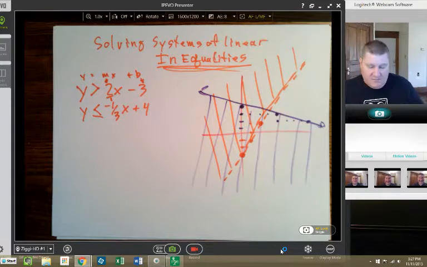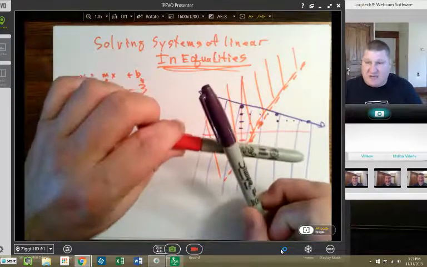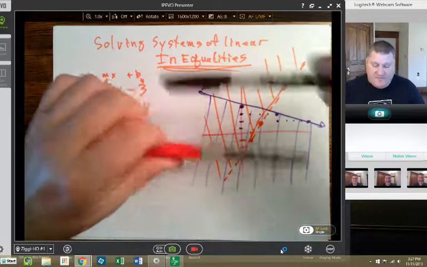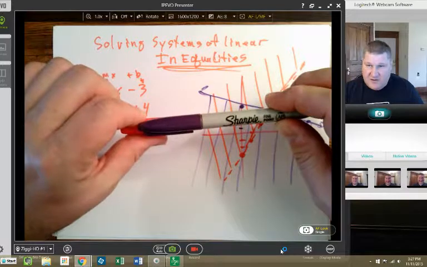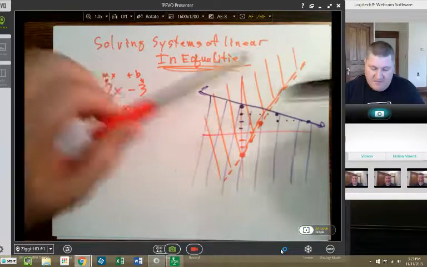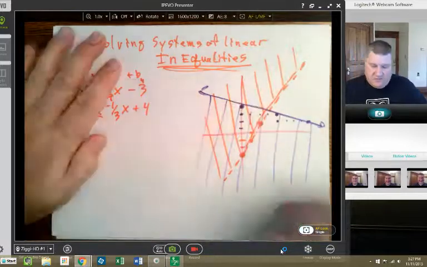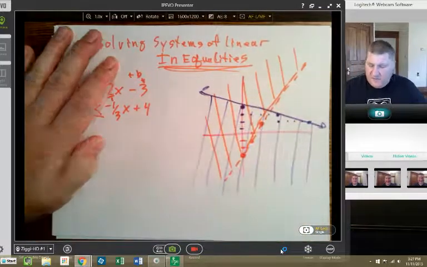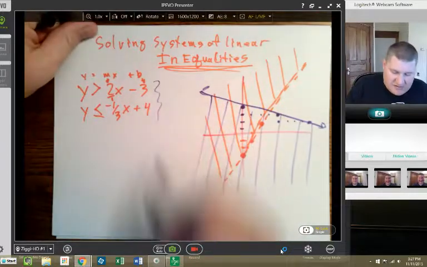Now, the question becomes, what area of this graph am I interested in? Well, normally we had a solution that if two lines crossed, the solution was exactly where they touched. If they were parallel, there was no solution, or if they were right on top of each other, it was an infinite number of solutions. However, in this case, we have lots of values going this way, lots of values going this way. And what we need to ask ourselves is, what is the solution to this entire system?